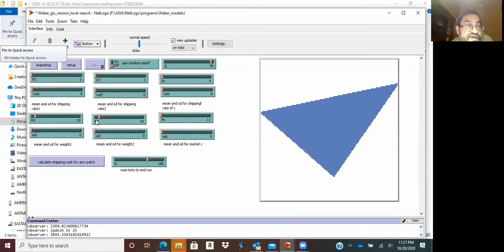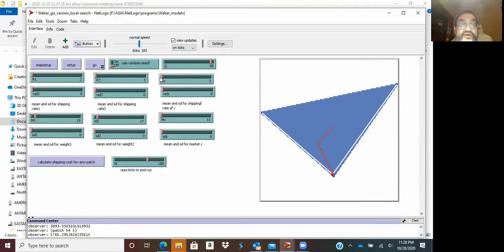Let's not increase the weight as much. Also increase the shipping cost of material 1 a little bit. Okay, now let's see what happened. The random location is somewhere here. Let's see where the factory goes. It comes to the same corner. Okay, same corner. So obviously we increased the shipping cost very much, from 1 to 4.